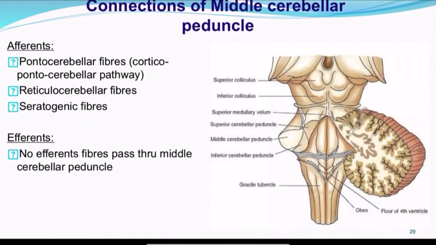Connections of middle cerebellar peduncle. It has only afferents, that is coming into cerebellum: pontocerebellar fibers which belong to corticopontocerebellar pathway, reticulocerebellar fibers and ceratogenic fibers. In this picture you can make out where it is labeled middle cerebellar peduncle. It has no efferents passing through the middle cerebellar peduncle. Only afferents are entering the cerebellum through the middle cerebellar peduncle.